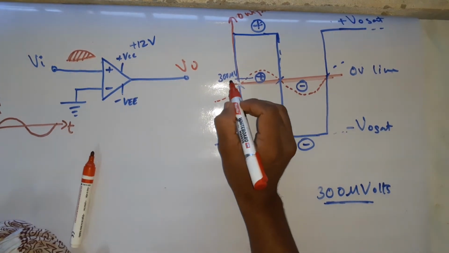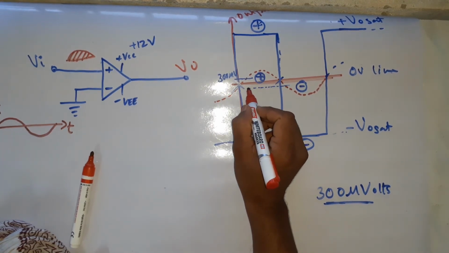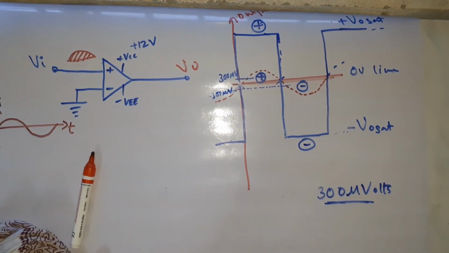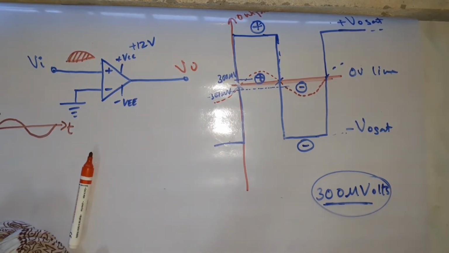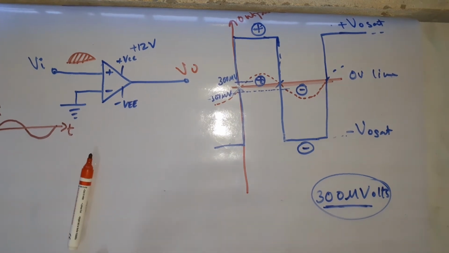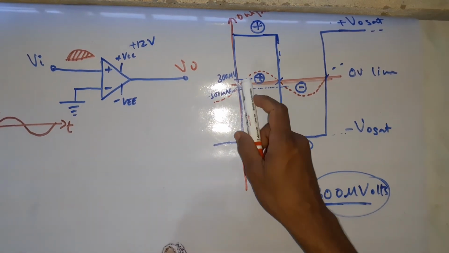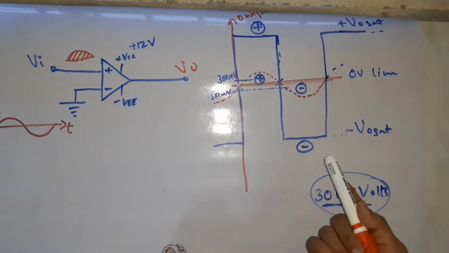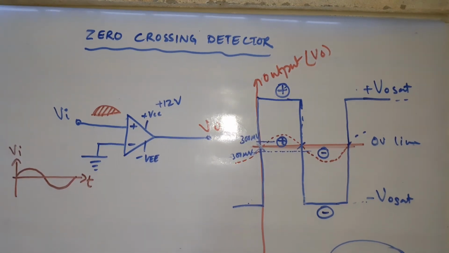Similarly, when your input goes below the 0 line, that is negative, minus 300 microvolts will work as the reference line. This is in the practical case. Ideally, the 0 line acts as the line which decides when the output will change. Okay. This is what a zero crossing detector is. Whenever your input crosses 0, the output will change its state from positive to negative, or negative to positive. That's it. So this is your simple zero crossing detector.